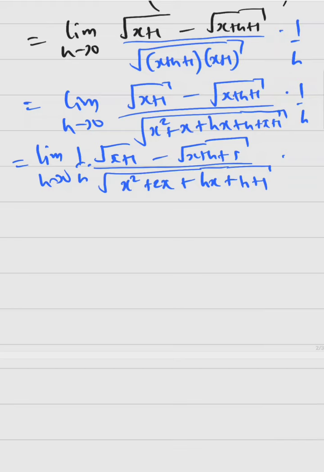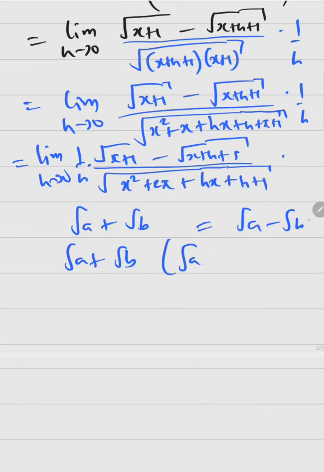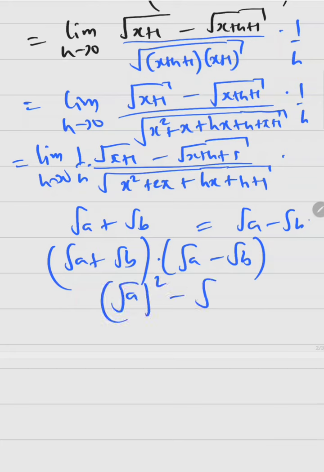For you to do that, remember when you want to rationalize, you multiply by the conjugate. For example, when I have square root of a plus square root of b, its conjugate is what? Square root of a minus square root of b. It is its conjugate because when I multiply square root of a plus square root of b by square root of a minus square root of b, I'm going to get rid of the radical. This is the product of difference of 2 squares. This one will give me root a everything squared minus root b everything squared. I hope you understand now.